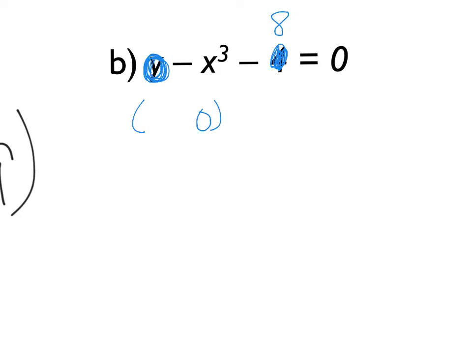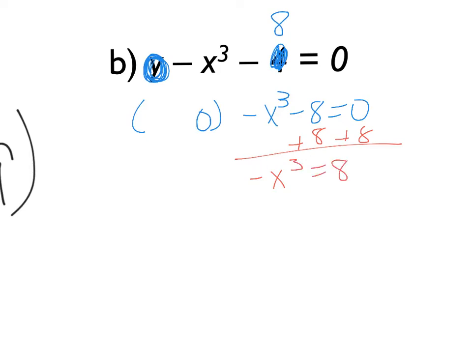So I'm trying to find the x-intercept here. Do you guys see that? So I have negative x cubed minus 8 equals 0. Well, what do I do? Add 8 to both sides. So I get negative x cubed equals 8. How can I get rid of that negative x cubed? Okay, if I divide both sides by negative 1, I have x cubed equals negative 8.